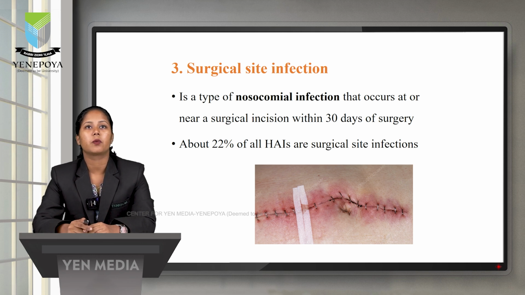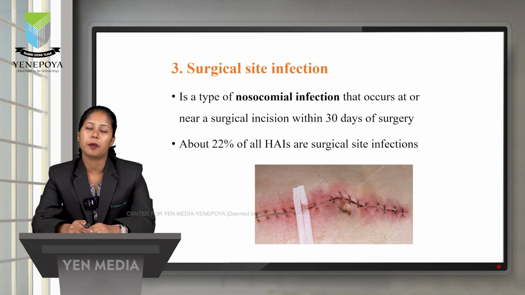The third type of hospital acquired infection is surgical site infection. It is a type of nosocomial infection that occurs at or near a surgical incision within 30 days of surgery. About 22% of all hospital acquired infections are surgical site infections.